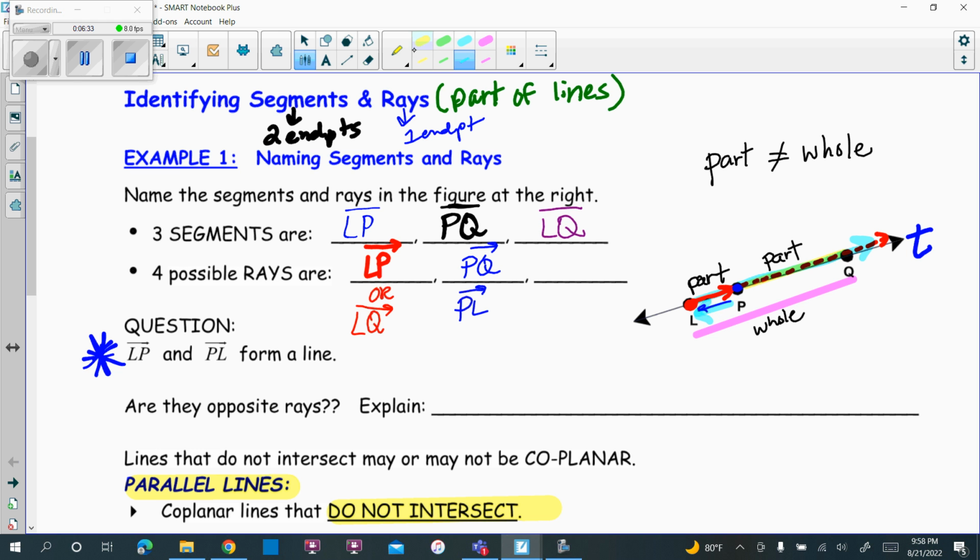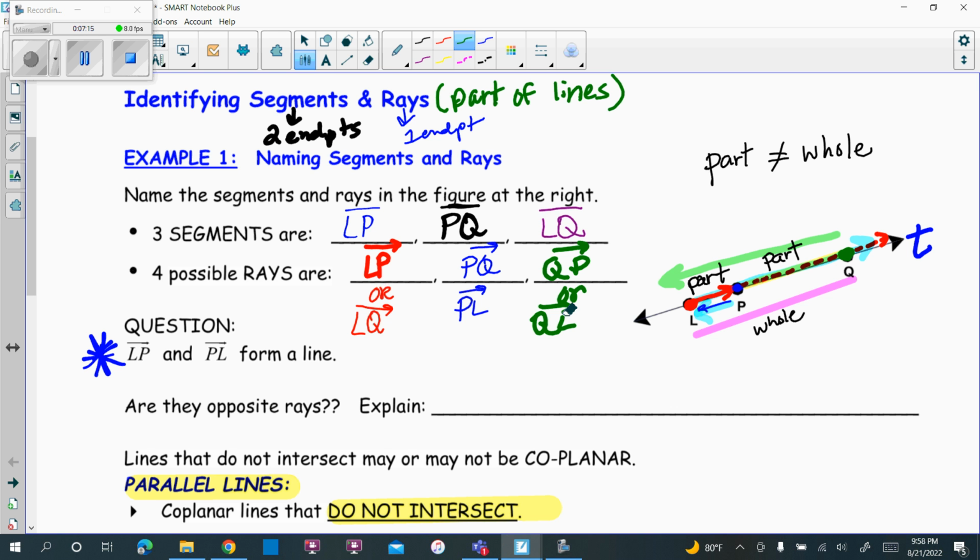And then I could also have a ray starting with our endpoint Q over here. I don't know if y'all saw that. If I do that, I would name going from that endpoint Q, and then I could go to P. I'm still going to keep the ray symbol, even though this ray is actually pointing to the left. So I'm starting with the endpoint Q. So I have QP as a ray, and then I could also have QL. But the ray symbol is always still pointing to the right.